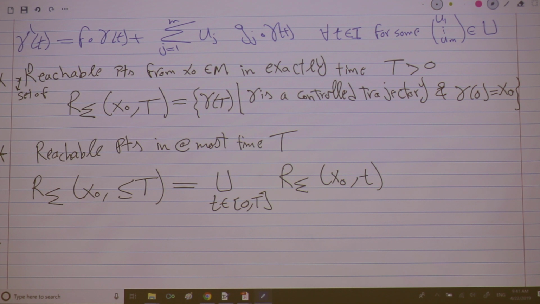Depends on the dynamics. I'm going to show an example where they are not equal. In many cases they are equal, but there are some examples where they are not equal. And the set of reachable points in general, this is what we're going to denote by R sigma from X naught. So this is the set of all reachable points. And let's have some examples.